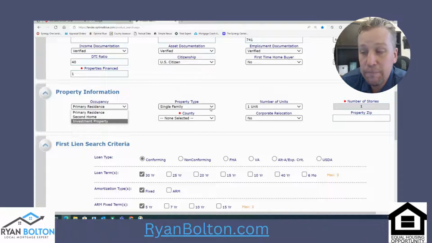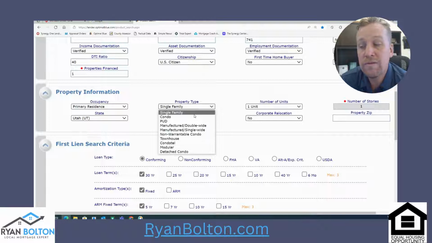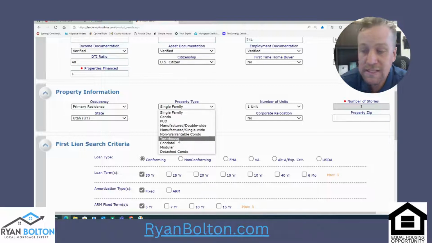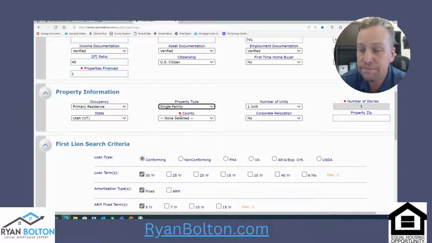Then we've got the property type. You can see here all kinds of different types, and there's different rates, whether it's a single family residence, a condominium, a planned unit development, or PUD, as it says here. Manufactured homes are completely different. In fact, some lenders don't even loan on a manufactured home. Then you've got condotels, townhomes, modular, detached condos. There's all kinds of different property types. Each one of these has a different level of risk, so the rates also compensate for that.